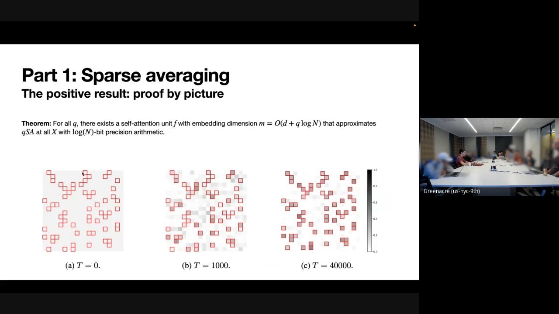So in this case, the red squares are the things you're averaging together, and this is the number of epochs of gradient descent. And as we train longer, the squares that we want to be big end up being big.